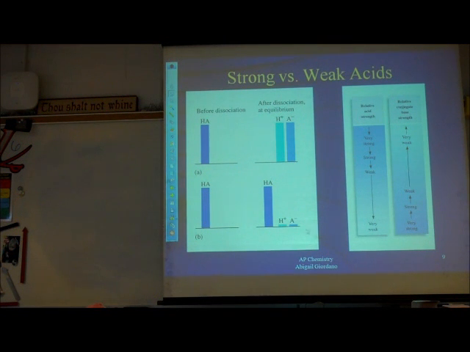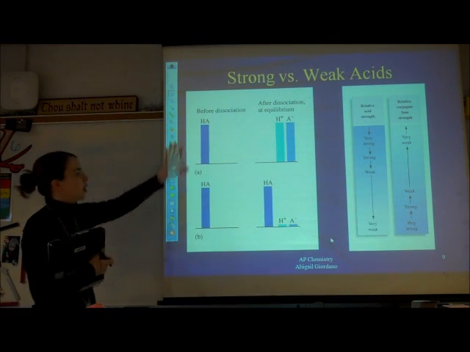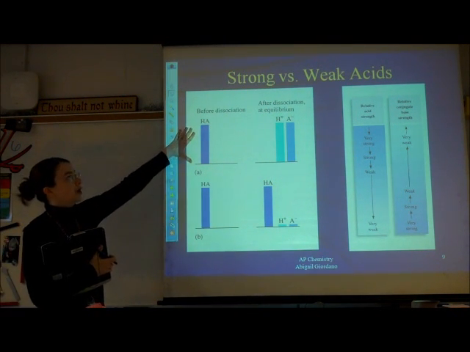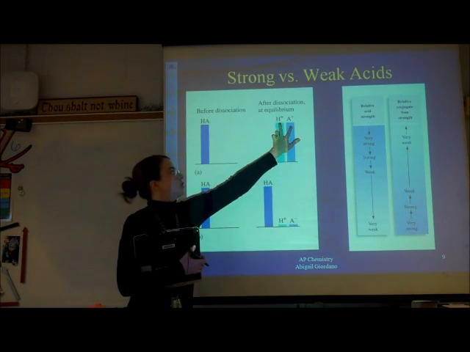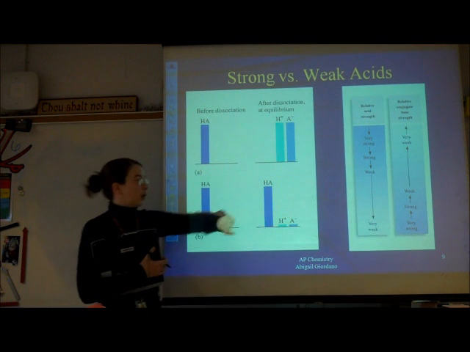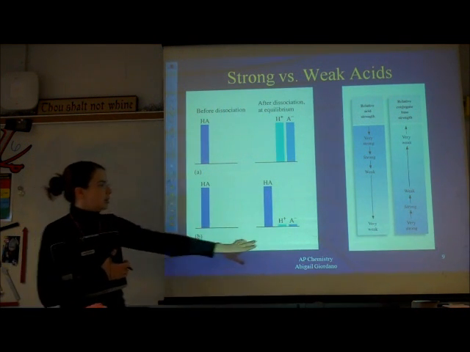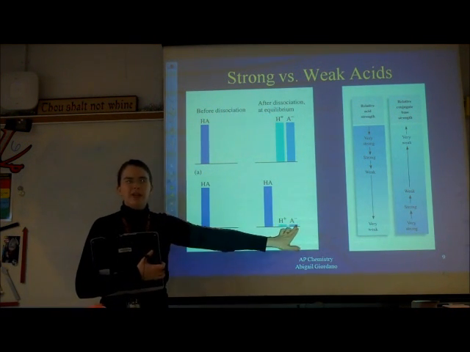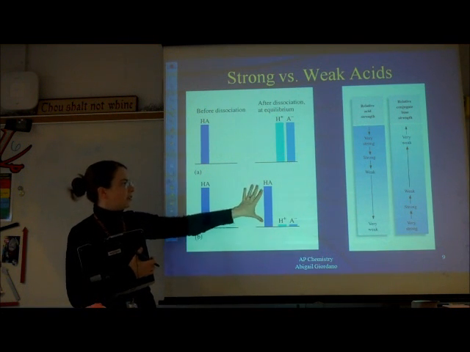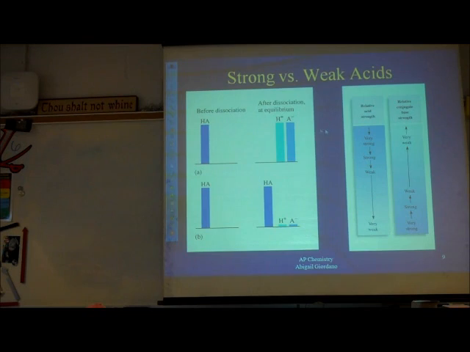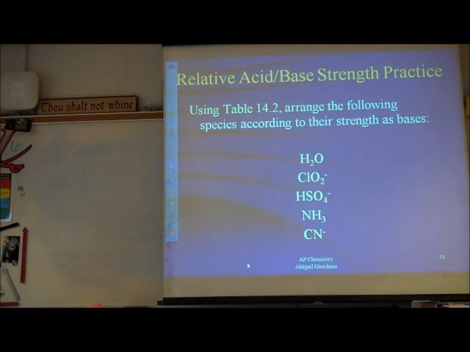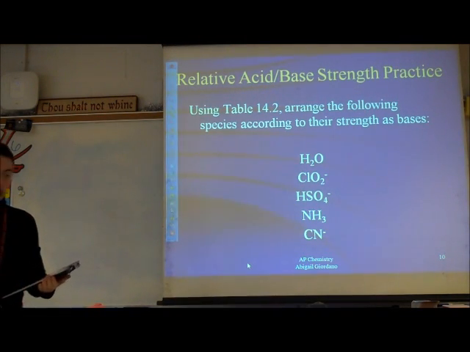This graphic is just showing you the difference between a strong and a weak acid. Strong acids, almost 100% turn into their ions, whereas a weak acid dissociates a little bit, but for the most part stays intact as the whole compound. Okay? And this is the last thing we're going to do today. We're going to do this together.